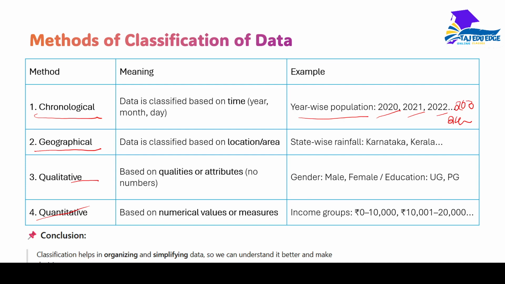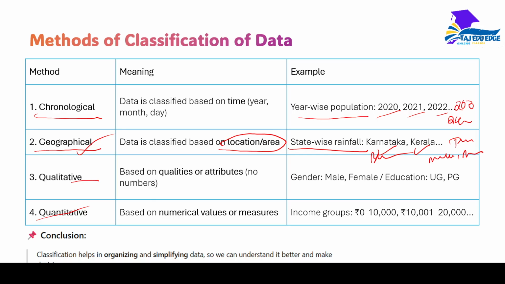Next, the geographical method of classification of data. This is classified based on location. As you already know, the word geography itself is about location, an area, right? So if we classify data based on location, like state-wise rainfall, Karnataka rainfall, Kerala rainfall, Tamil Nadu, Maharashtra, Andhra Pradesh, Bihar, like that, if we are classifying it based on a particular location, then it is called geographical classification of data.